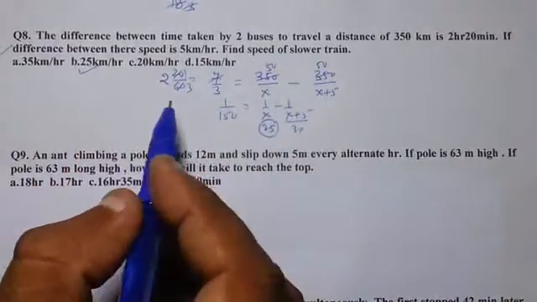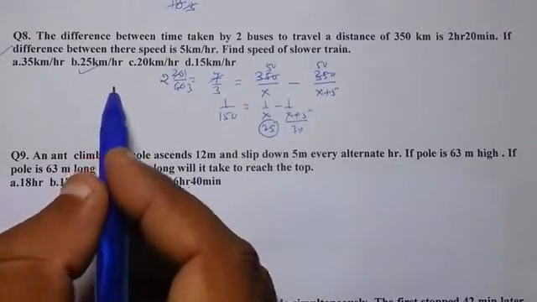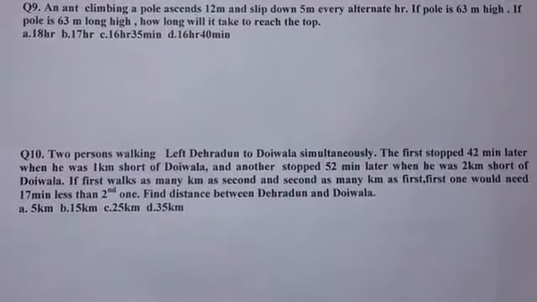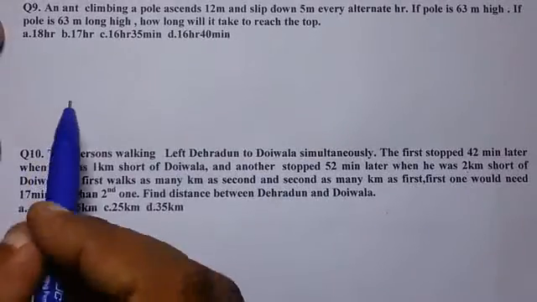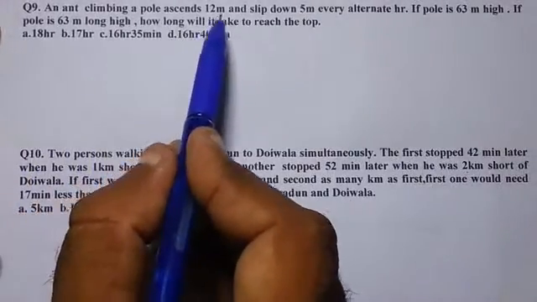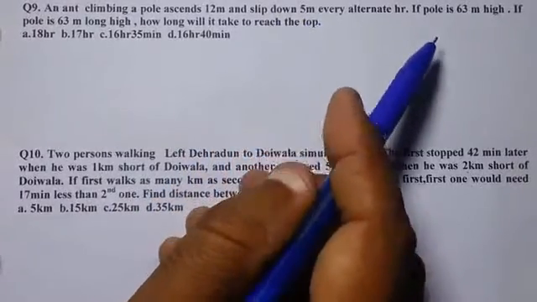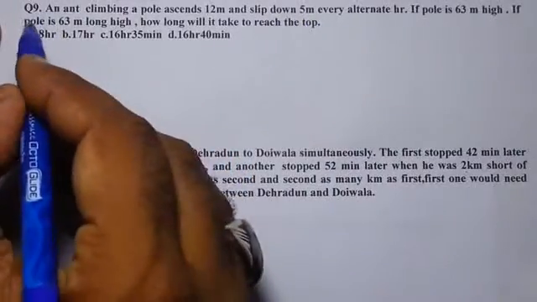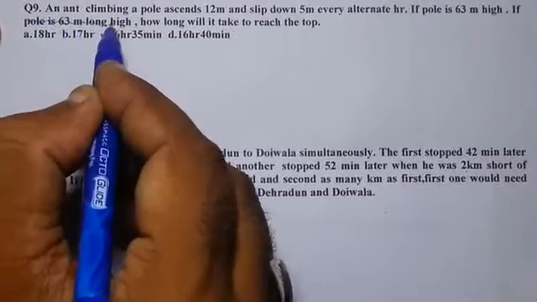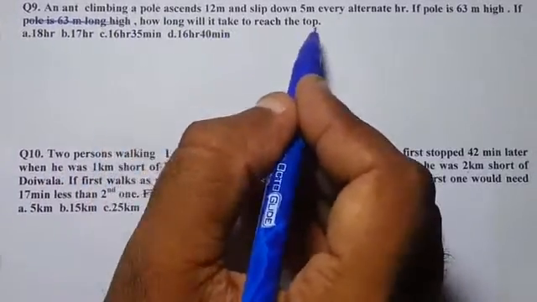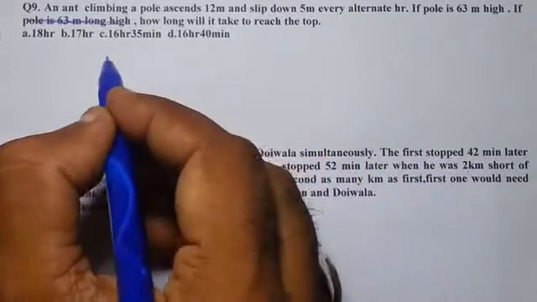So we have to see some logic also, because we want to reduce time. Let us see question number 9 now. An ant climbing a pole ascends 12 meter and slips down 5 meter every alternate hour. If the pole is 63 meter high, how long will it take to reach the top? Fine. So let us see to it.